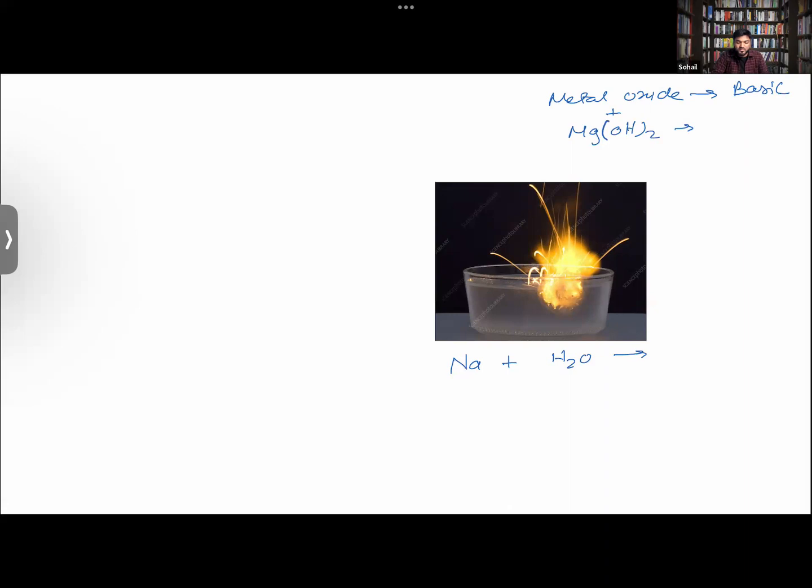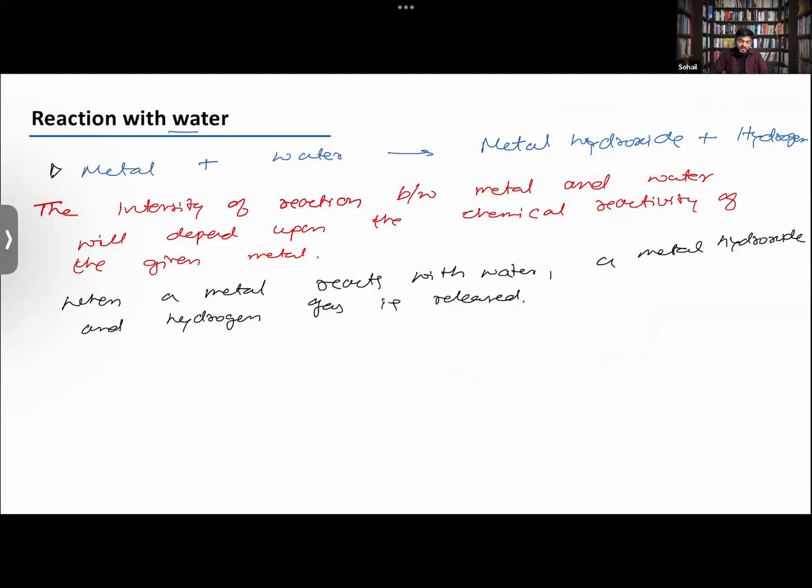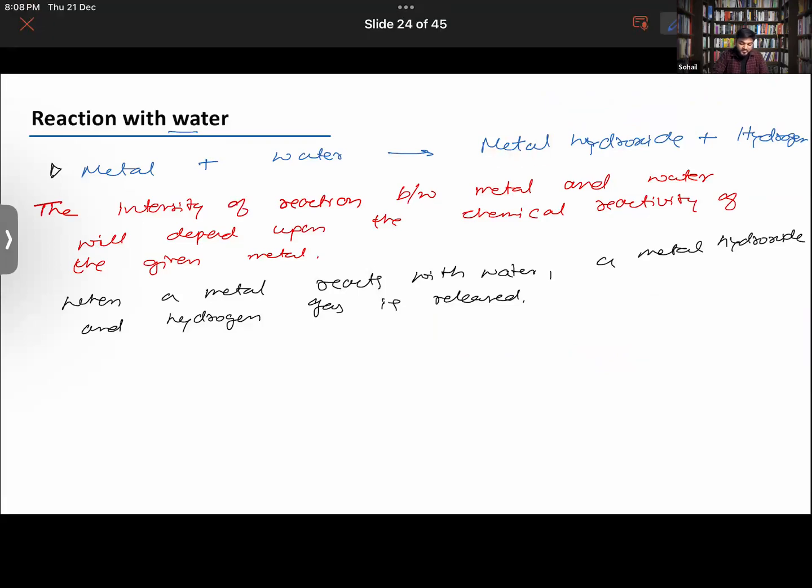MgOH whole 2 करेंगे ना. So ये क्या है? Magnesium hydroxide है. Meaning कि ये क्या है basically? Basic in nature. Metal hydroxide था ये. So the metal hydroxide that you are obtaining here is basic in nature. Everyone understood this thing?